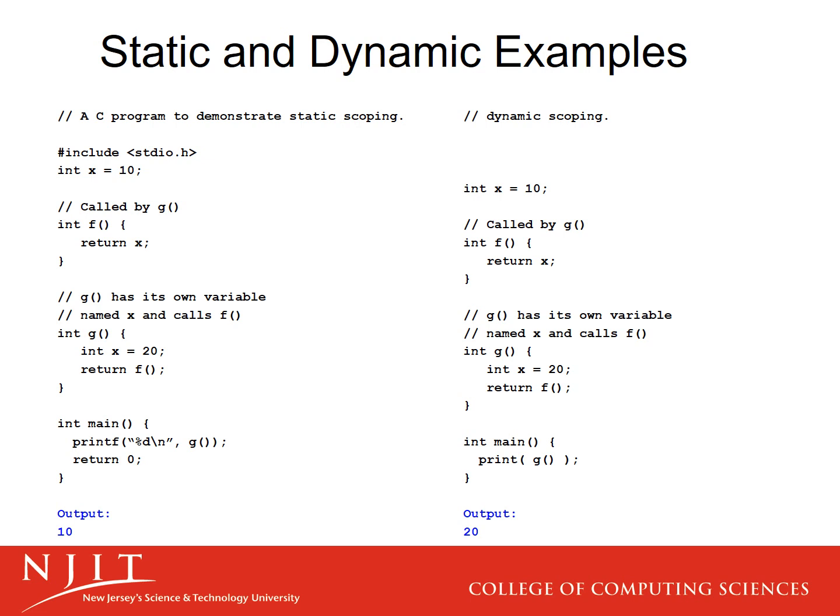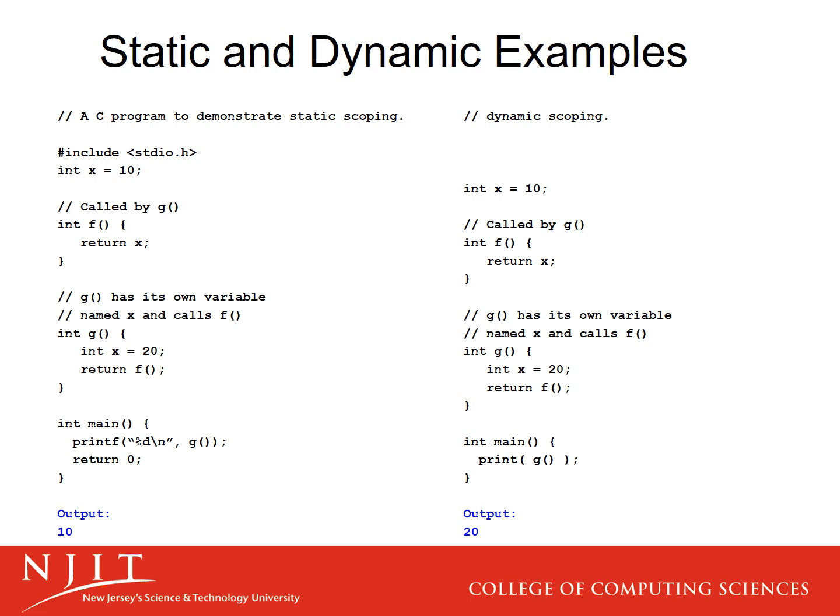In dynamic scoping, it's the x that was most recently declared, not any static x based on the appearance of the variable in the program. As a result, the statically scoped version of the program prints 10. The dynamically scoped version of the program prints 20. If the dynamically scoped version of the program called F instead of G, it would print 10, because the call to G is what generates the x equals 20.